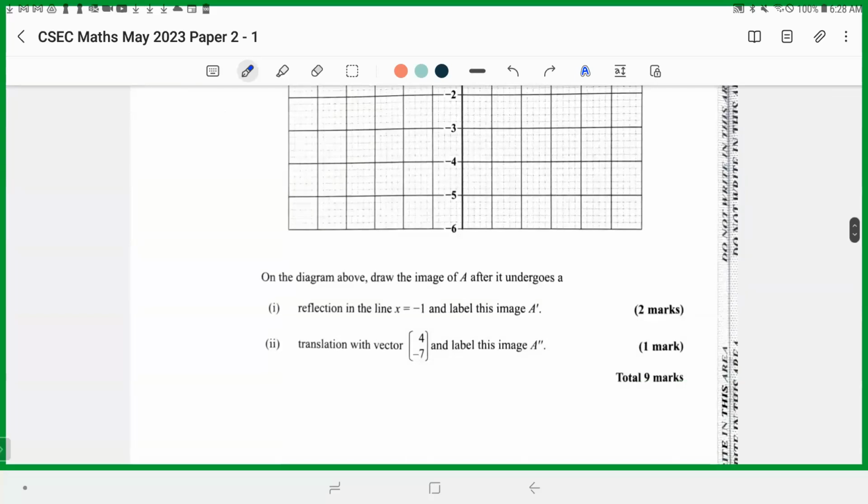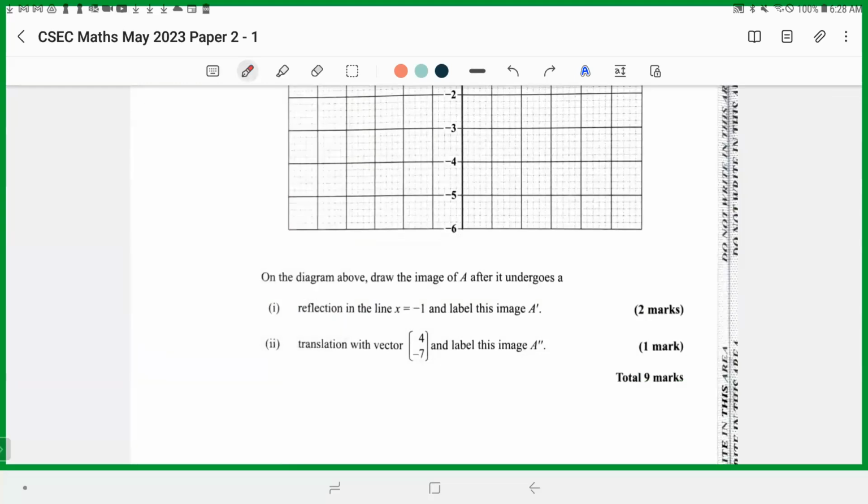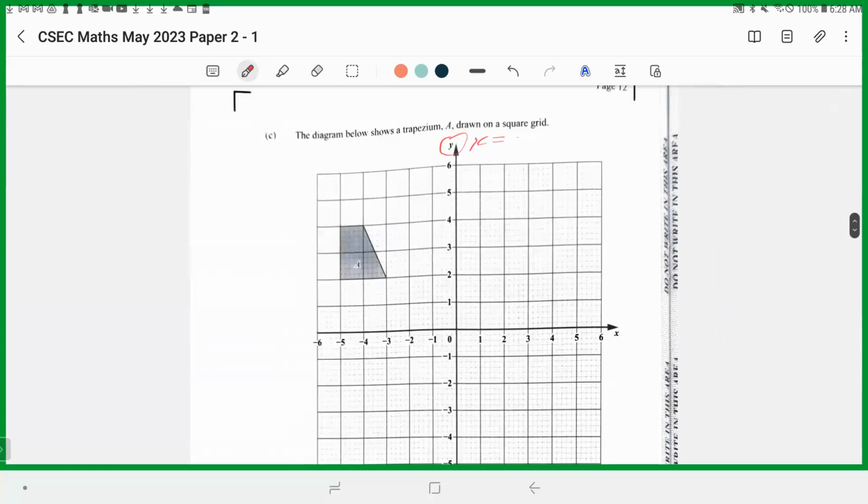It says on the diagram above, draw the image of A after it undergoes a reflection in the line x equals -1. Remember, the line x equals -1 is a vertical line passing through -1. Remember, the y-axis is x equals 0, so x equals -1 will be vertical like the y-axis, and this is -1 here. So the mirror line really is this line, the vertical line passing through -1, x equals -1.